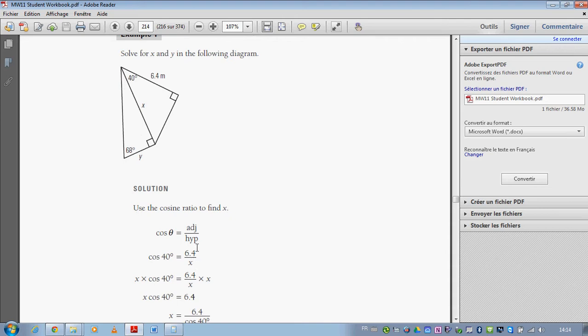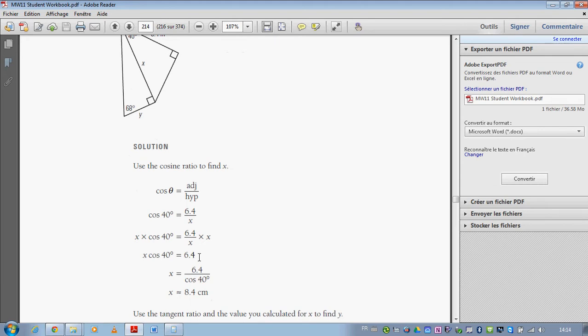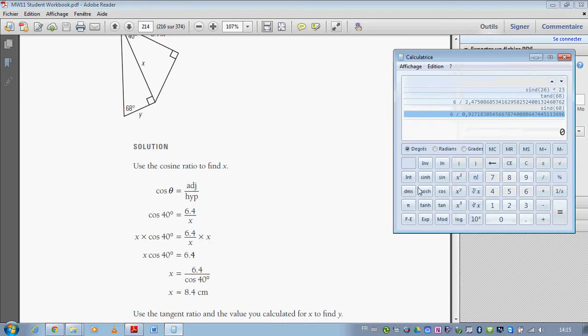You manipulate for x, so you multiply both sides by x. So now your x is up here, and multiplying that side by x gets rid of that x. So now we've got x times cosine of 40 is equal to 6.4. And now you just isolate for x by dividing both sides by cosine of 40. So you get 6.4 divided by cosine of 40. Doing that, I get the value 0.766 for cosine of 40, and then 6.4 divided by that gives me 8.3546, which is 8.4 centimeters.